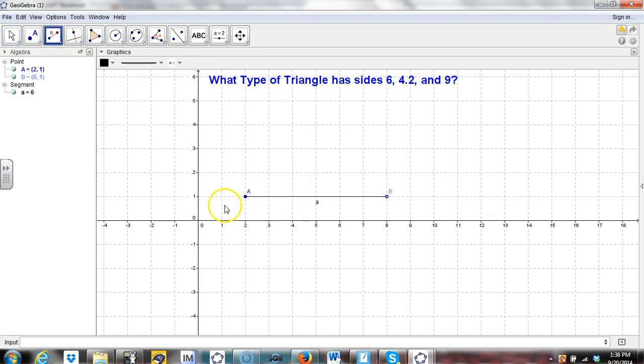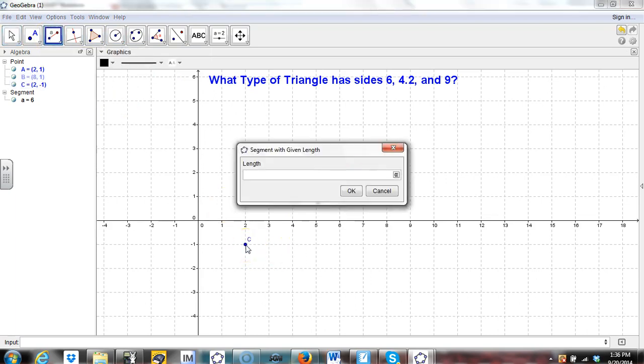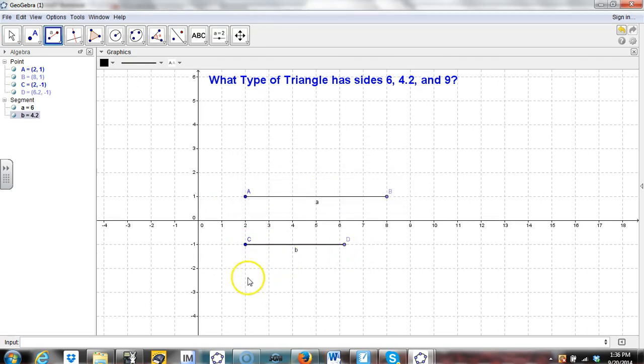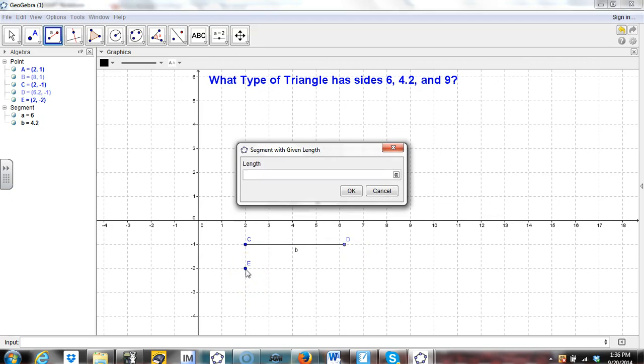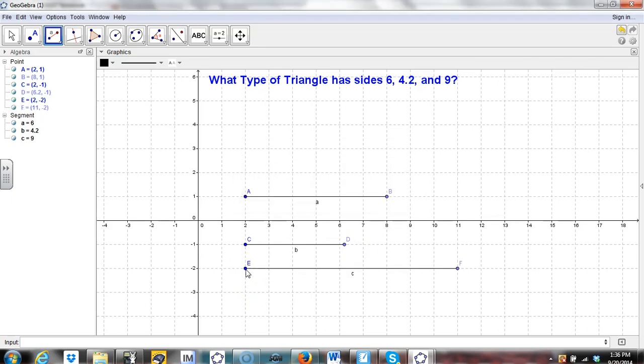Okay? So I'm going to make another segment here, and I'm going to call it 4.2. So now it's 4.2. Another segment here, I'm going to call it 9. So there's my 3 lengths. What kind of triangle can we make here? Well, I'm going to move this point that's 4.2. We can look at size here and we know which one's 4.2, which one's 6, and which one's 9, I hope.